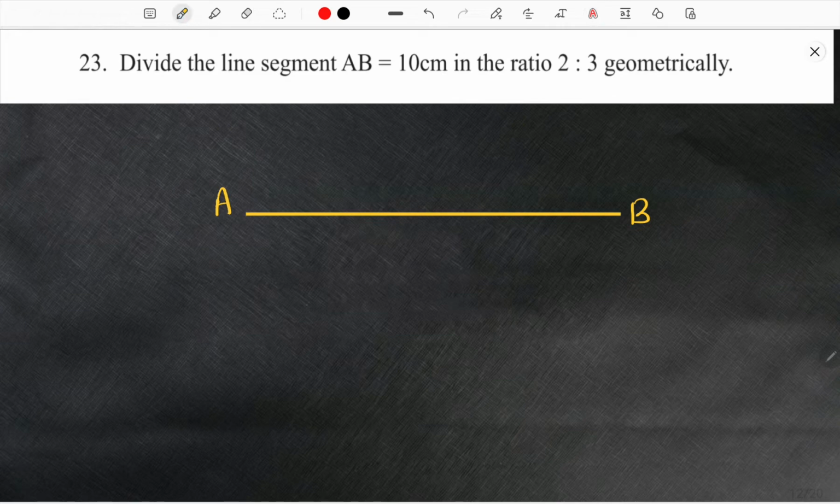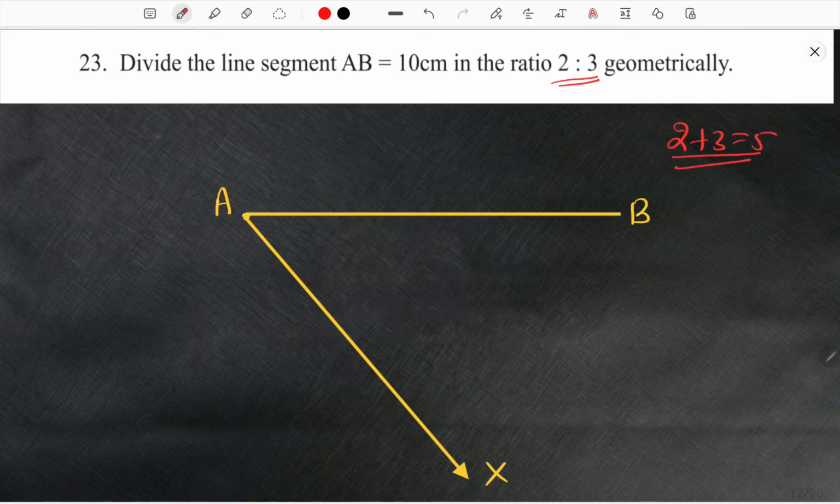After that, you have to draw one acute angle here, like this. Let me name this as X. So BAX is the acute angle. Then I am going to measure the compass and keep the needle at this point A. Then I am going to cut how many parts? 2 plus 3 is equal to 5. So I will keep the needle of the compass here and from this I will make 5 parts.